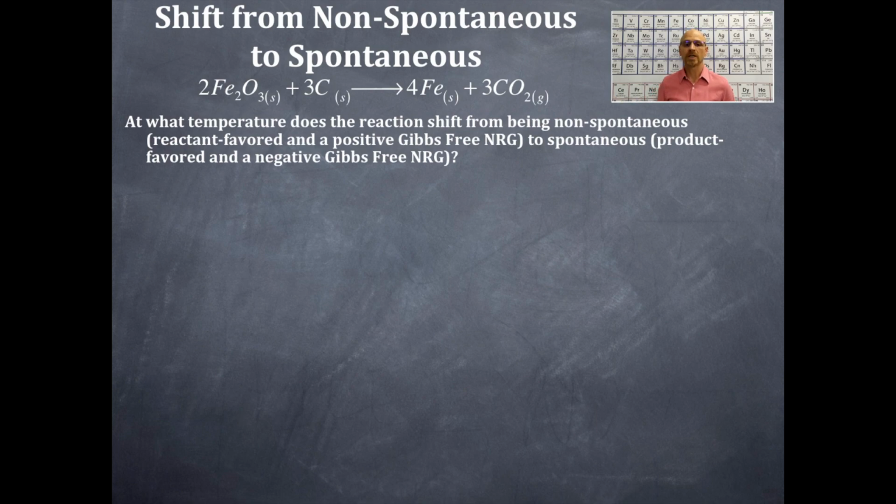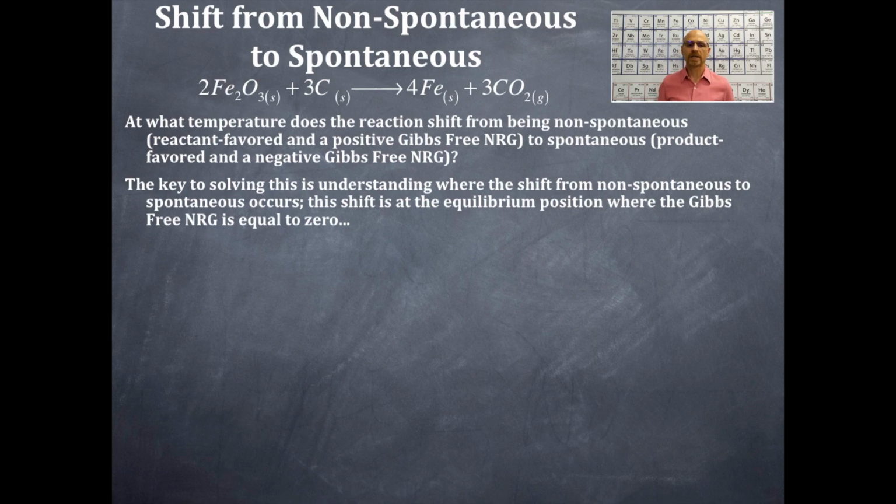At what temperature does the reaction shift from being non-spontaneous, that is reactant favored, with a positive Gibbs free energy value, to spontaneous and product favored with a negative Gibbs free energy value? The key to solving this is understanding when the shift goes from non-spontaneous to spontaneous. This shift is at equilibrium, and that position at equilibrium is when the Gibbs free energy value is equal to 0.